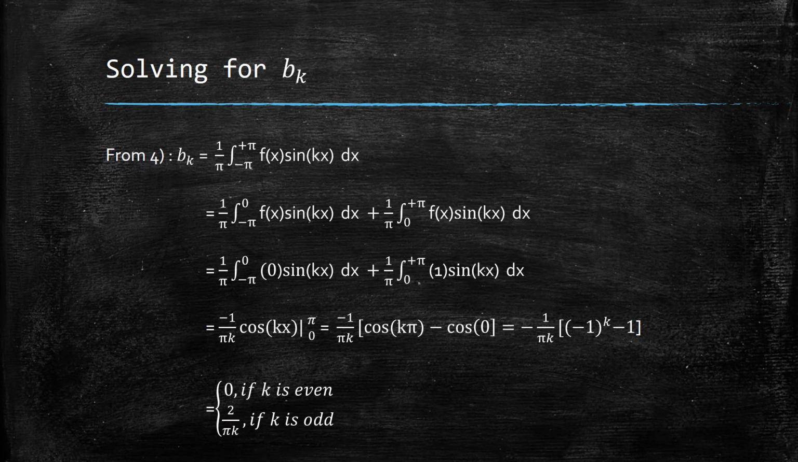Now we must solve for b sub k. From equation 4, we have b sub k is equal to 1 over pi times the integral from negative pi to pi of f of x sine kx. Once again, we split the integrand in two, from negative pi to 0 and from 0 to pi. The values of f of x can then be substituted into the series approximation formula. It's equal to 0 from negative pi to 0 and 1 from 0 to pi. Solving the integrals leaves 0 if k is even and 2 over pi times k if k is odd.